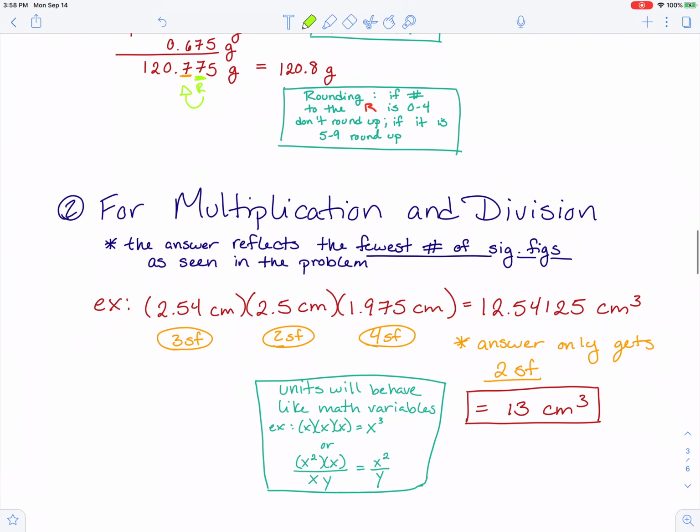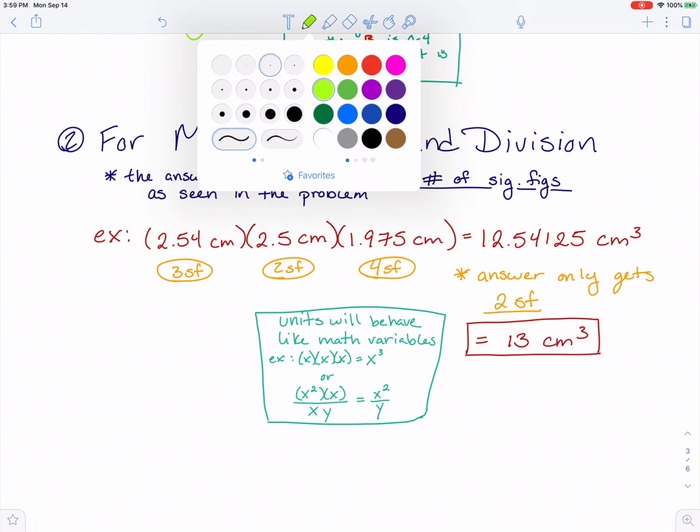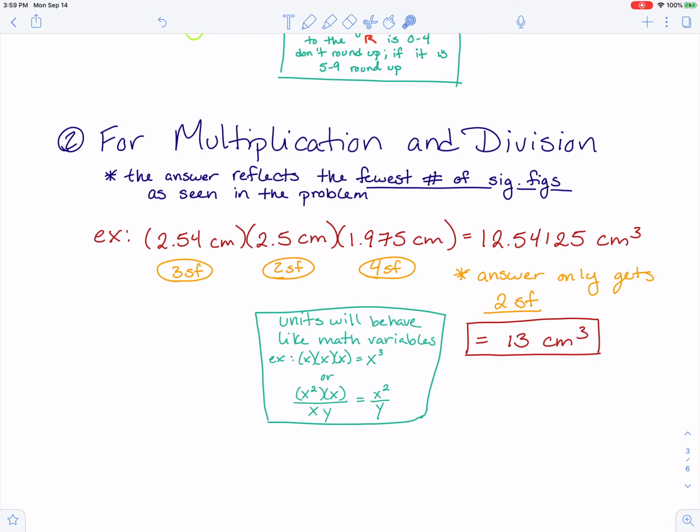The second type of calculation is multiplication and division, and they have their own rules for sig figs. In this case, we're no longer looking necessarily at just the decimal. We're going to look at the number of sig figs that are present. So the answer reflects the fewest number of total sig figs as seen in the problem. So let's look at this particular problem. I've got 2.54 centimeters, times 2.5 centimeters. I must be doing volume here. And then times 1.975 centimeters.